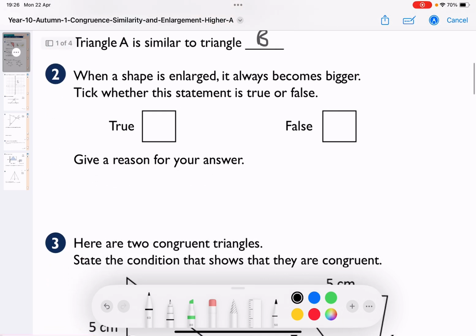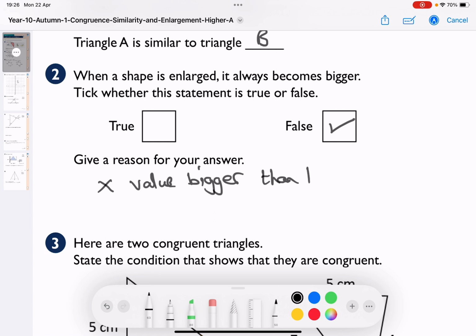Question 2: when a shape is enlarged, it always becomes bigger. Tick whether this statement is true or false. In fact, it's false, and the reason is that enlargement can become smaller. So if something becomes bigger, it's multiplied by a value bigger than 1. So something like 2, 3, 3.5, 10, something bigger than 1.